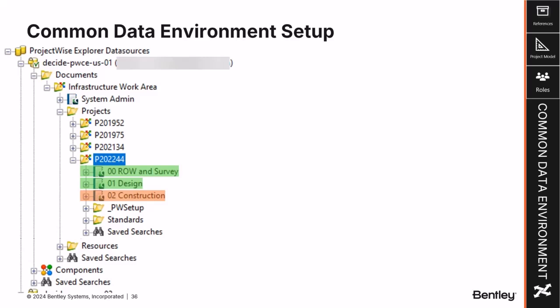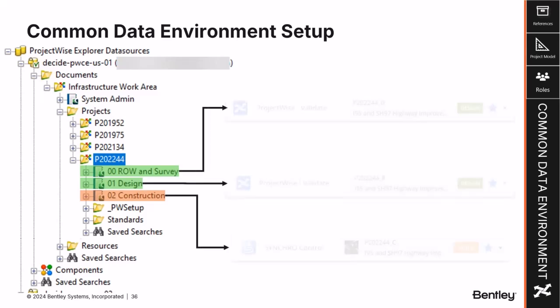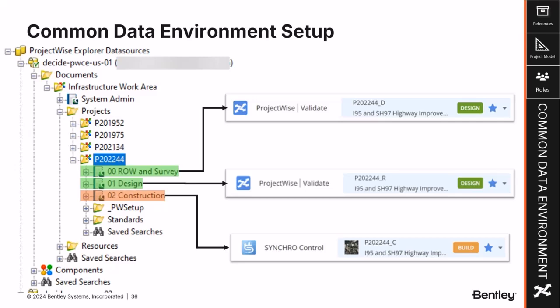In ProjectWise, we had one main work area that housed three sub-work areas that represented each major task group. So we had the right-of-way survey, design, and construction. And these task groups were then related to each corresponding cloud project. So we actually had three different infrastructure cloud projects that represented each work area and was tied to each work area respectively.